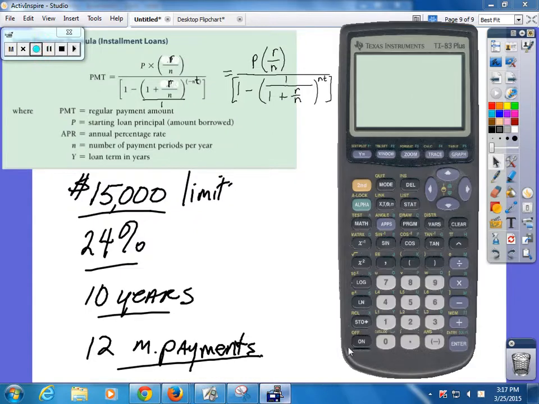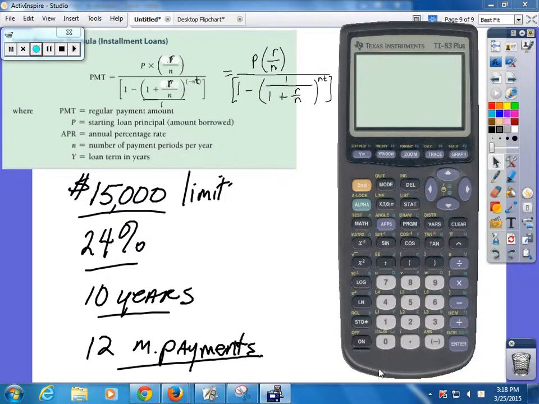All right, so we take our handy dandy calculator. And we do 0.24 divided by 12, equals, plus 1, equals, 1 divided by inverse answer, raised to the 10 times 12, which is 120, and 1 minus inverse answer is equal to that. And we store that in alpha D.